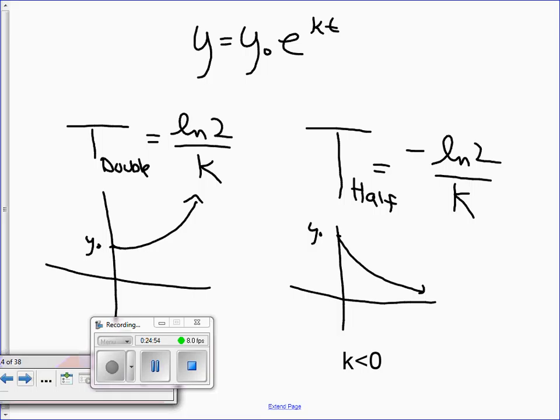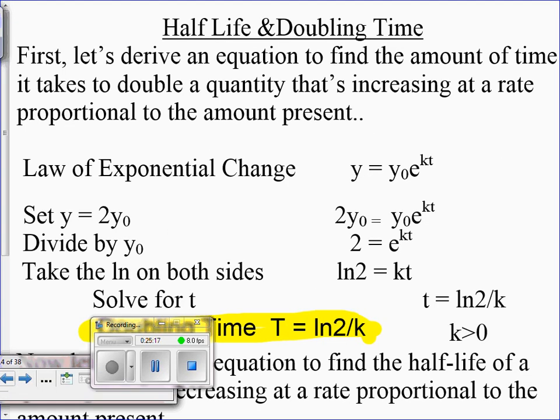Now, I did put this on here because when I put the derivation of it on your sheet, they're nice little formulas to know, because they're almost the exact same. The half-life is just negative ln of 2 over k, and I wrote it on your paper, and doubling time is positive ln of 2 over k. That's the time it takes to double. All right, but let's actually try a problem so you get a feel for it.